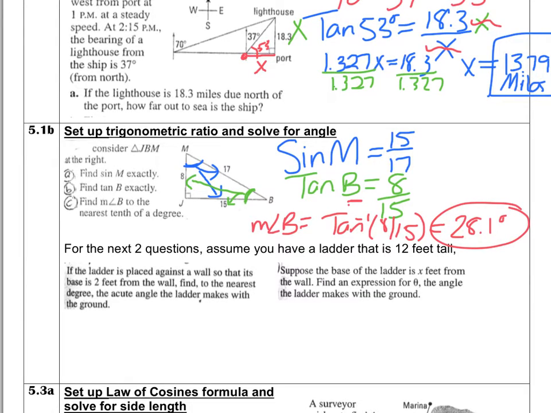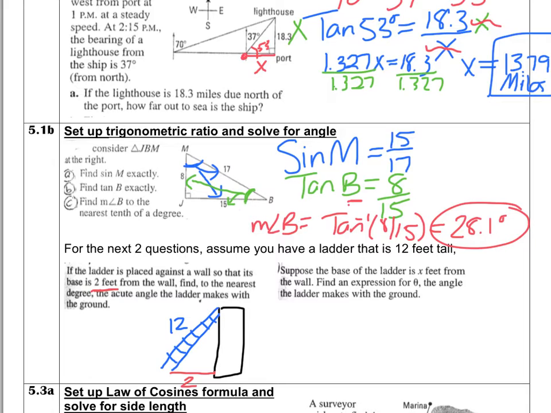Here's the first one. If the ladder is placed against a wall, so its base is 2 feet from the wall, find to the nearest degree the acute angle the ladder makes with the ground. So let's do a sketch for this. So if this is our wall, and then we're going to put the ladder against the wall, one thing we know, they said the ladder is 12 feet long. And it says here that the base is 2 feet from the wall, so this right here is a 2.